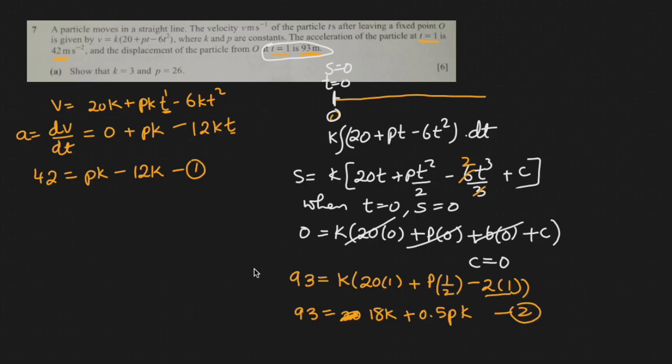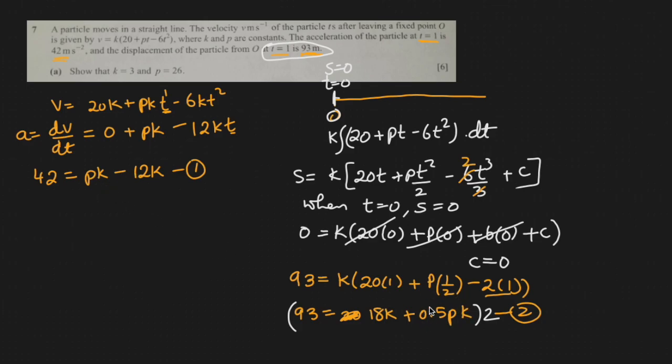So can I use simultaneous equations? I will try to eliminate one of them. Let's eliminate this pk so that we get the value of k. Yeah, we have to show this. We can't use this, but we have to arrive here. So let's multiply this whole equation by 2, so that this becomes 1 pk, which is 1 pk here.